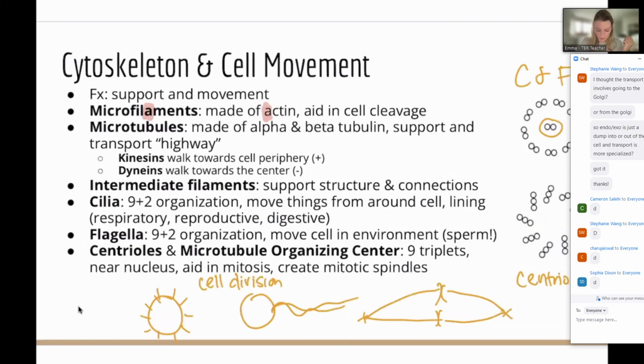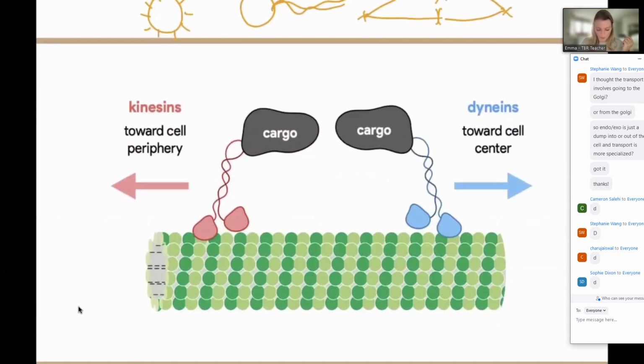This is a little picture of our microtubule. And you can see the kinesins towards the cell periphery, so we consider this the positive end, and dyneins towards the center. You can always think of the center as the drama, and dyneins are drama. So that's going to be the negative end, if that helps anyone. So that's what we're thinking about when we're thinking about cell movement.